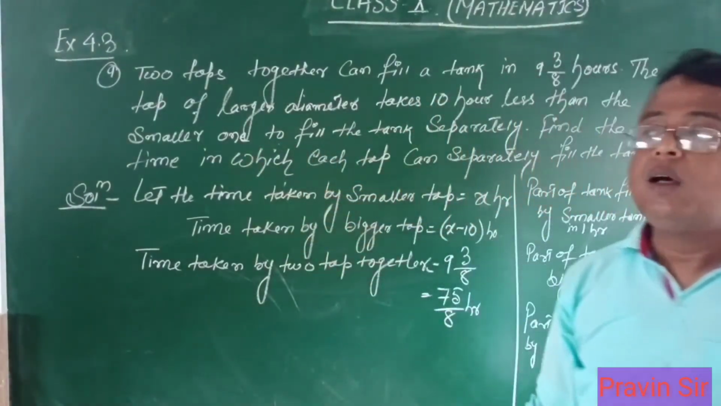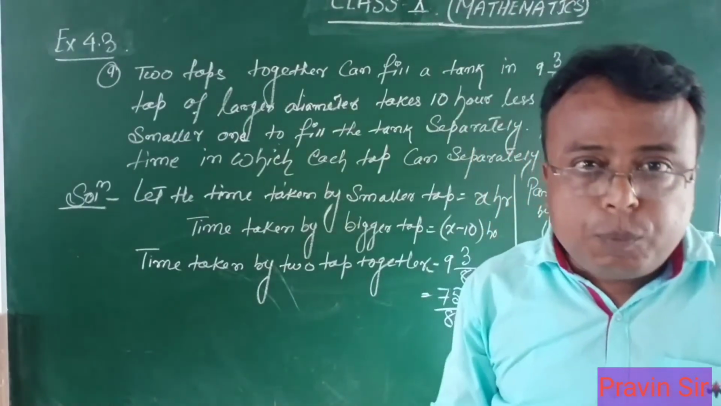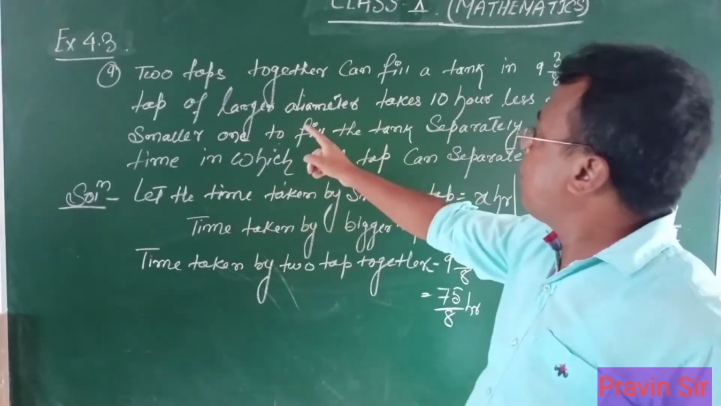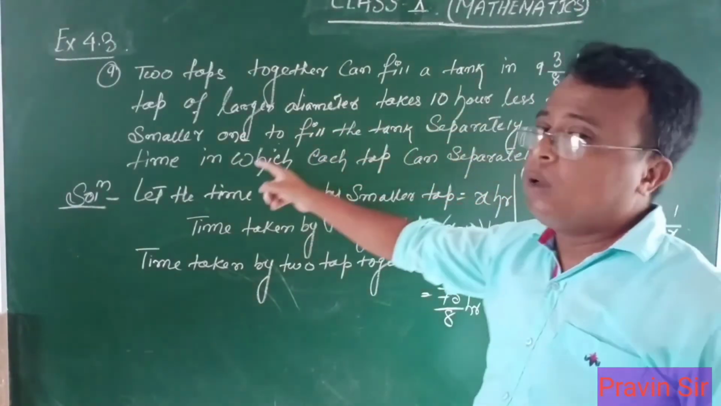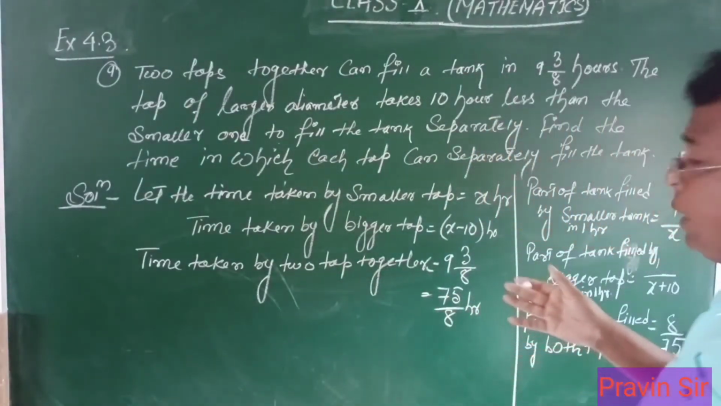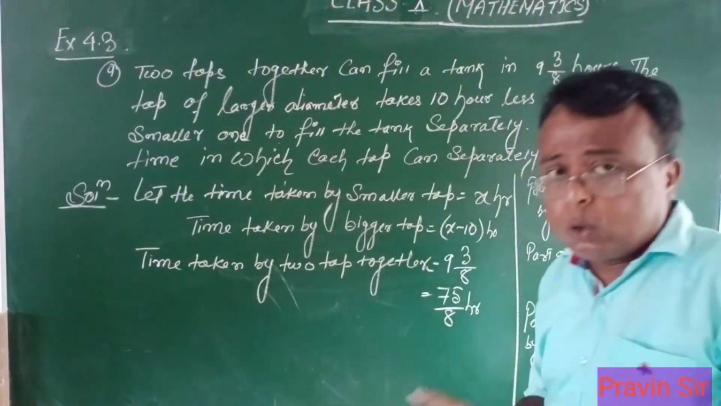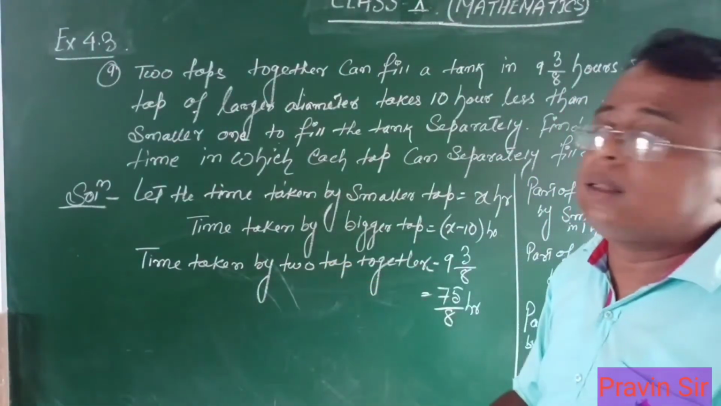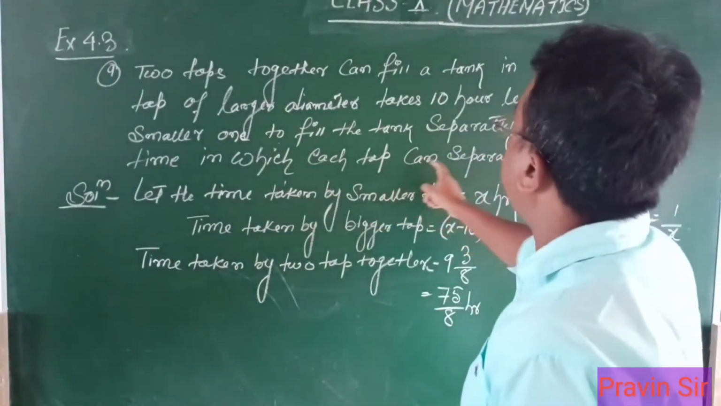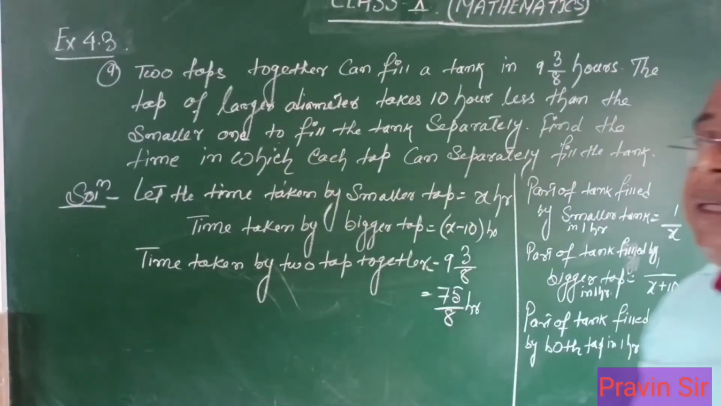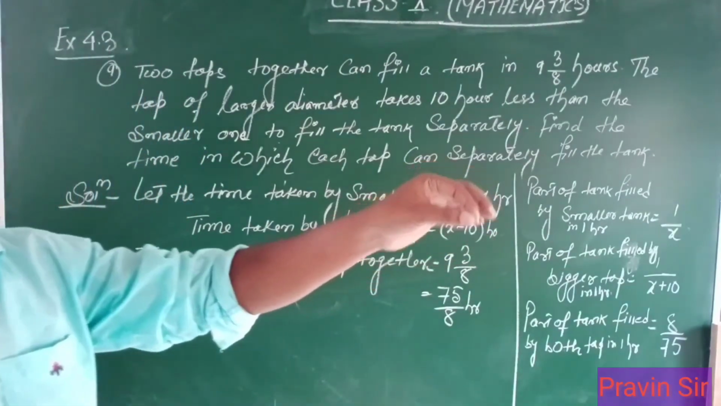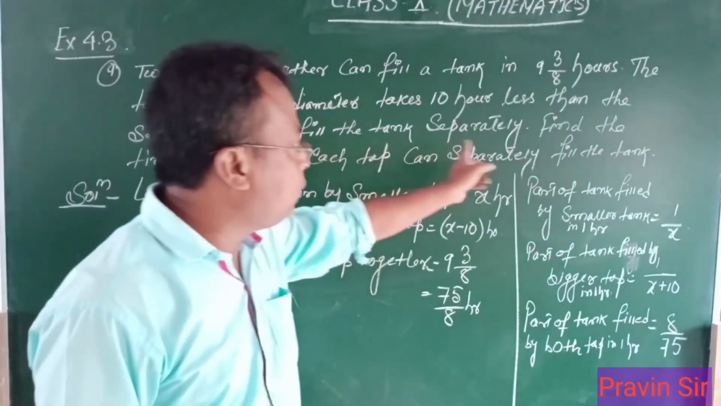So two pipes are there. One pipe, the diameter is big, and the other pipe, the diameter is small. So that big pipe takes 10 hours less than the smaller one to fill the tank separately. The bigger diameter tap takes 10 hours less time than the smaller tap to fill the tank. Now find the time in which each tap can separately fill the tank. Now the question is how much time is required by both the taps to fill the tank separately. So here the unknown is the time taken.